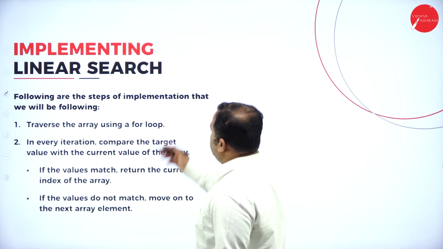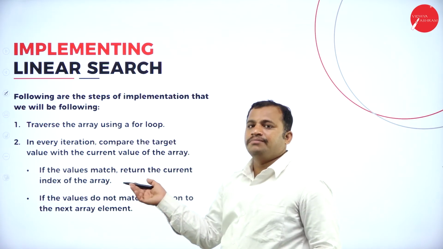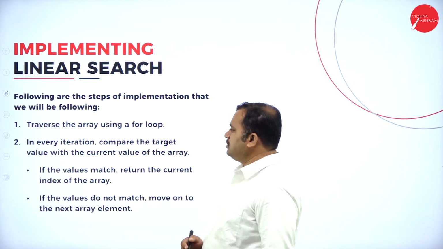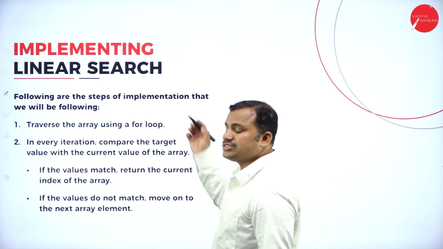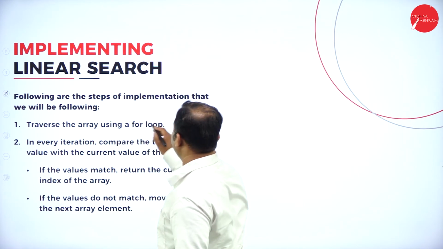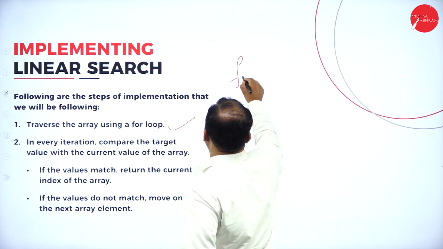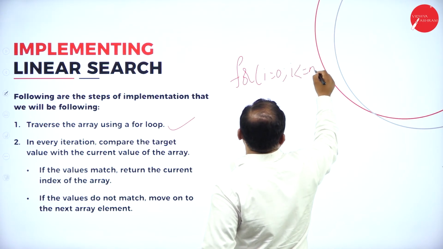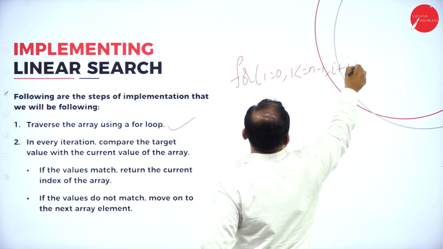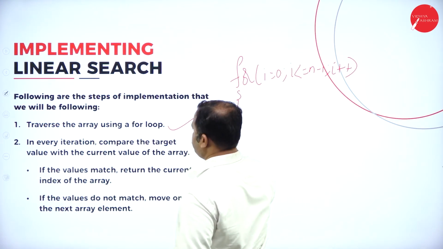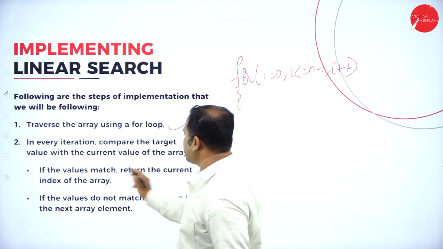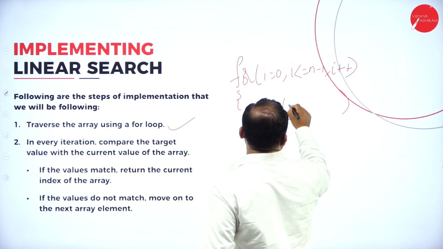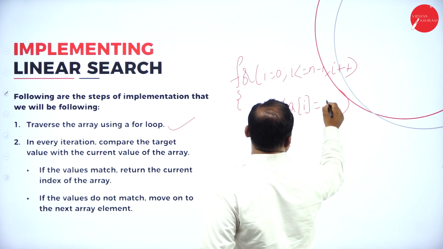Then we will follow these steps. This is the algorithm of linear search. What does the algorithm describe here? We shall see it. Traverse the array using a for loop. I used the for loop like for i equal to 0, i less than or equal to n minus 1, i plus plus. So traverse the for loop. If the value matches, return the current index of the array.